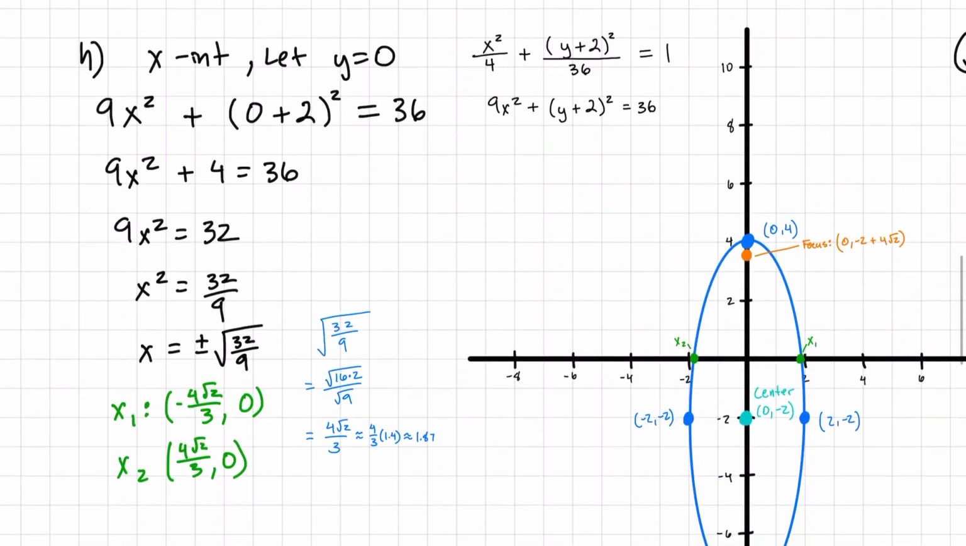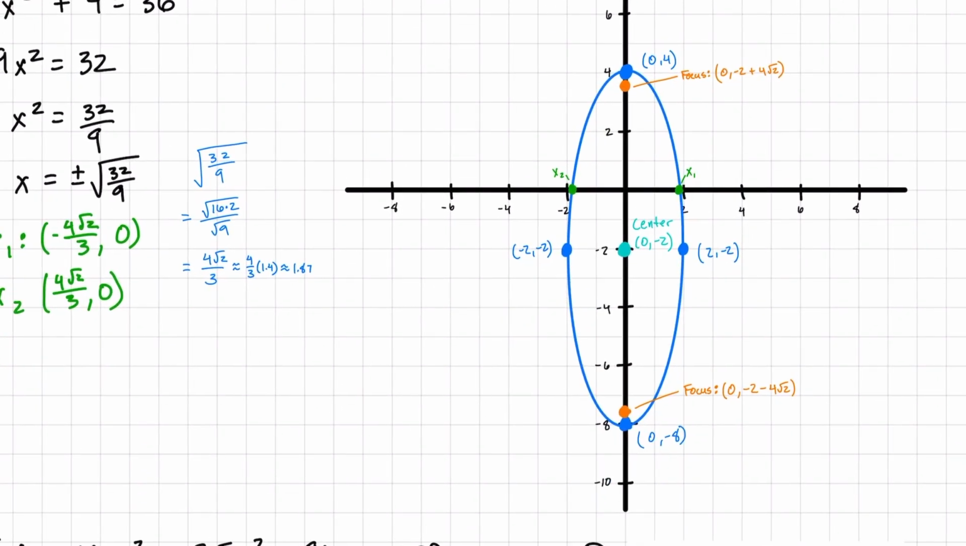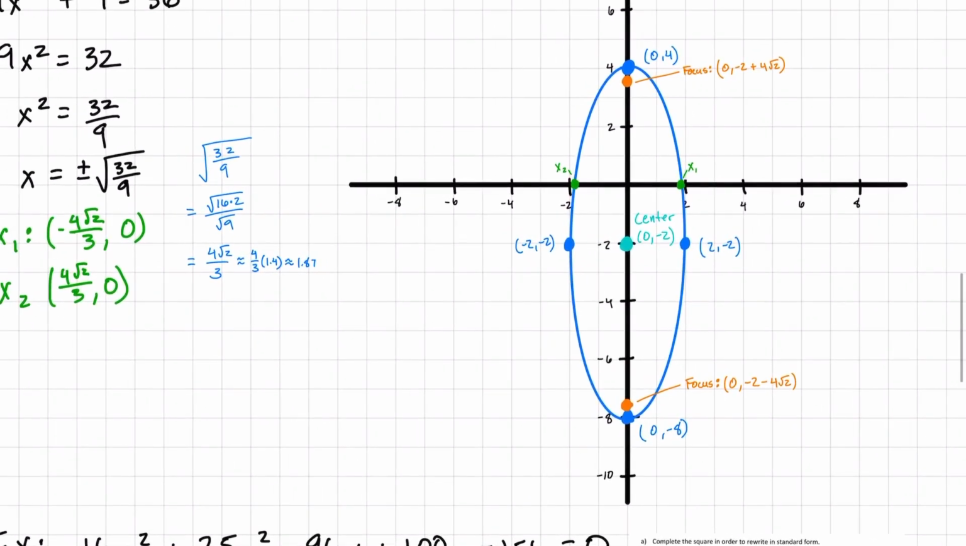All right, now let's graph it. So when it comes to graphing, I like to graph just my center first, and then I graph my vertices.